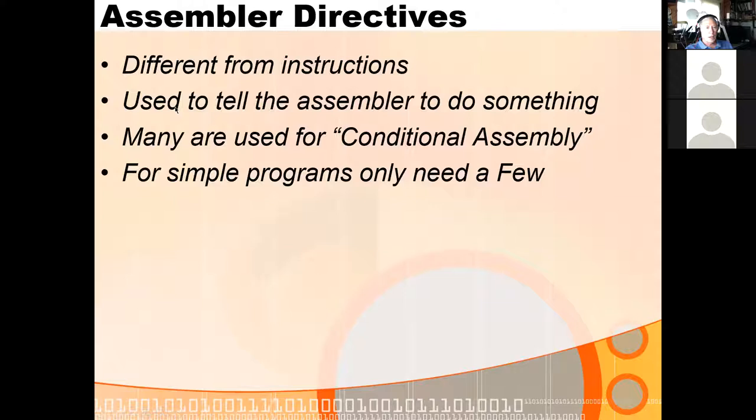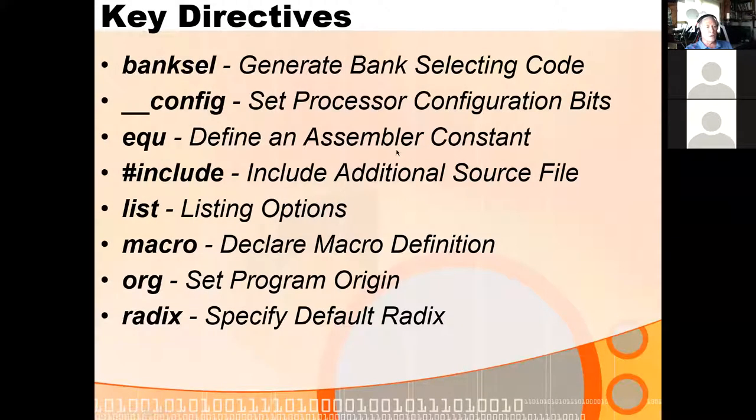They do different things. And they're basically used to tell the assembler to do something. And a lot of them are set up for conditional assembly, so you can write these powerful modules, and then depending on what processor you're using and this and that, it'll add different parts. For simple programs, you only need a handful of assembler directives. And for the most part, if you just learn a handful, you'll be all set to do whatever you want with your chip. Okay, so here are some key ones, and then I'll just go through a bunch that you might also want to use, just so you can see how many there actually are, but we're not going to talk about them. We'll just kind of scroll through the slides.